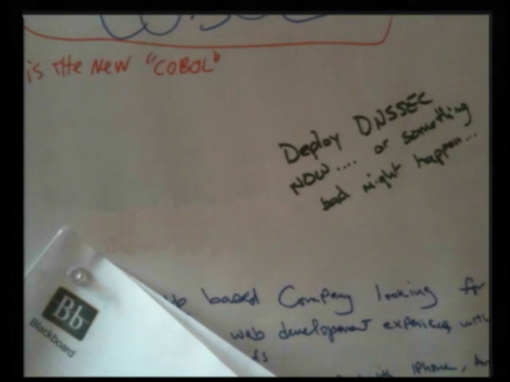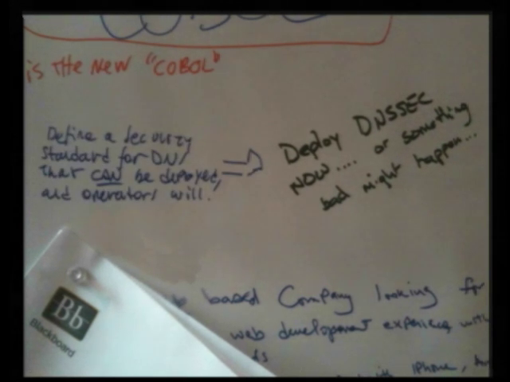I was at OSCON, the open source convention, a couple of months ago, and I wrote a note up on their board that said, deploy DNSSEC now or something bad might happen. I was doing a BOF, so I was trying to get people interested in DNSSEC. What I got was somebody that wrote a comment that said, define a security standard for DNS that we can deploy and the operator will. I thought that was interesting, because I thought that DNSSEC was a pretty well-defined standard. It's been in process now for, what, 10 years? You would think that the standard was in place.